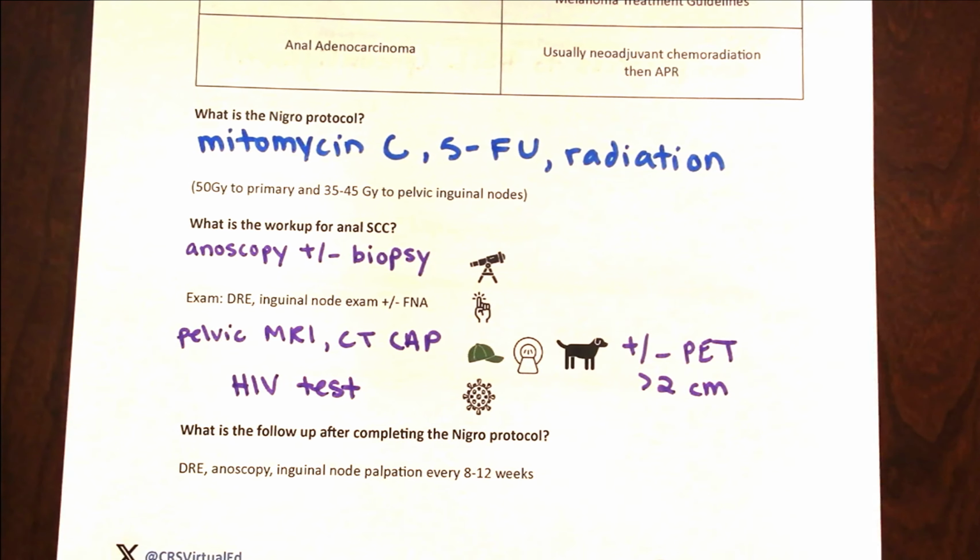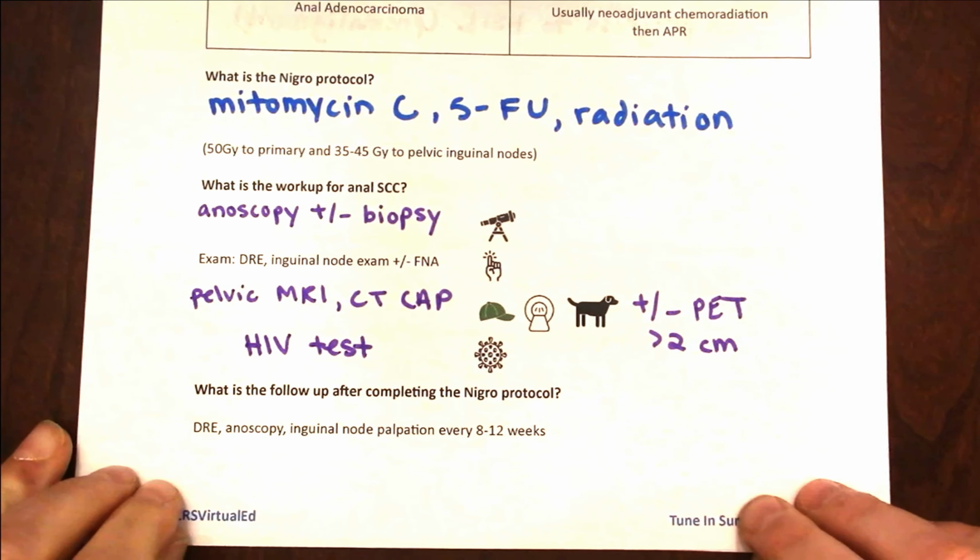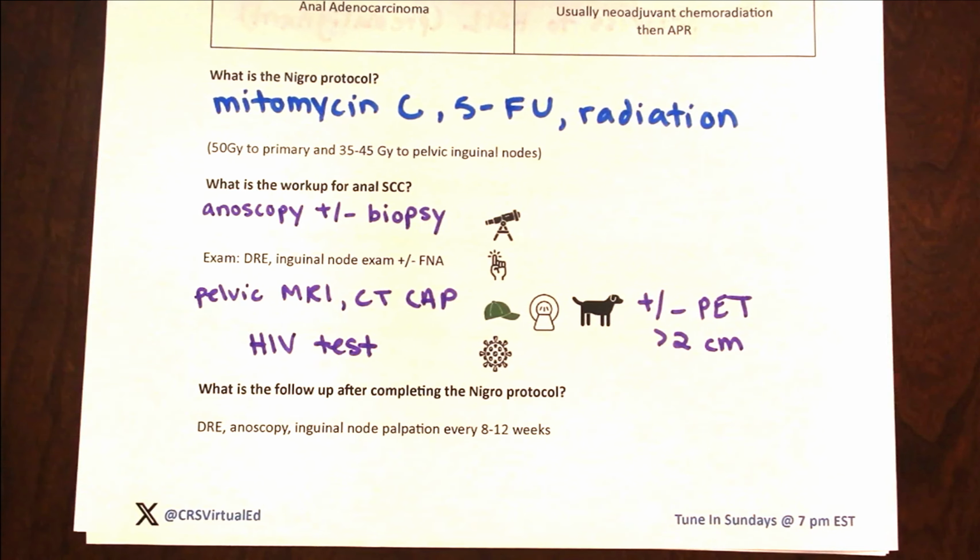What is the follow-up for patients after completing the NIGRO protocol? So after they've completed the chemotherapy and radiation associated with the NIGRO protocol, then they would undergo a digital rectal exam, endoscopy, and inguinal lymph node palpation every 8 to 12 weeks.